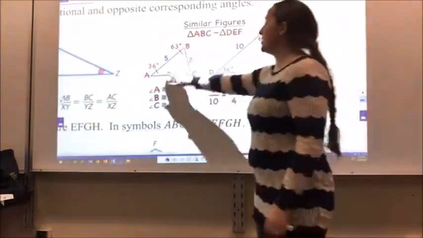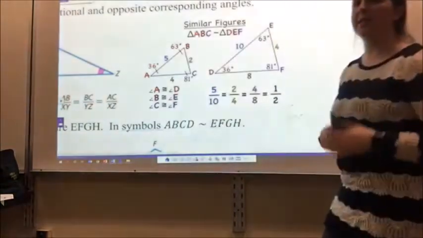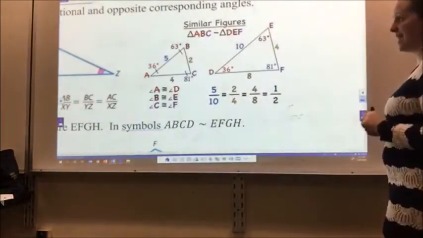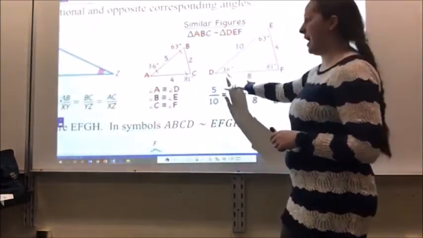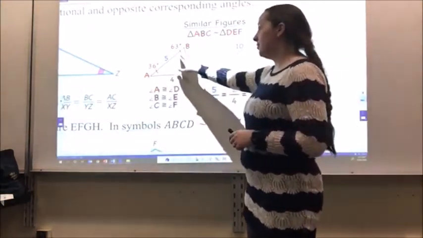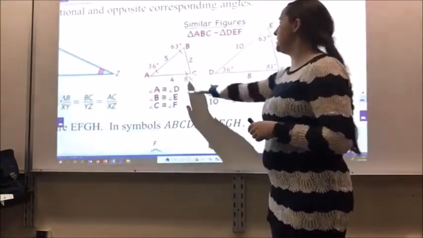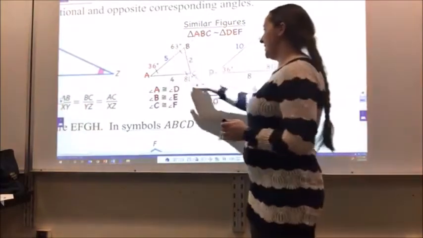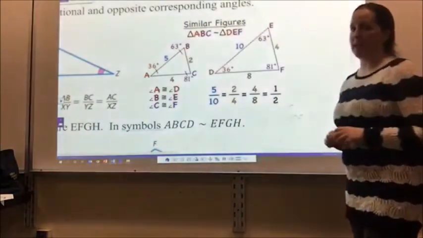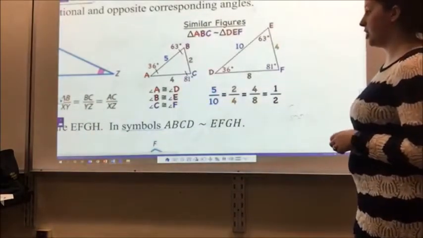We know that these are similar triangles to each other, which means that they have congruent angles. So you can see that angle A is congruent to angle D, B is congruent to angle E, and C is congruent to angle F. That's why we said ABC in the same order, DEF, same order. So we know which are congruent to each other.